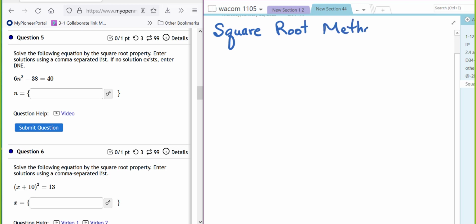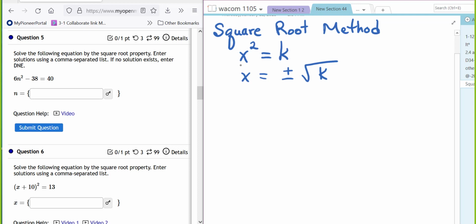To use this technique, you need a certain setup. You need something squared equals a constant. Then you'll take the square root of both sides, and remember you'll get plus and minus on this side. So x will be equal to plus or minus the square root of k. And then you do whatever you need to solve.